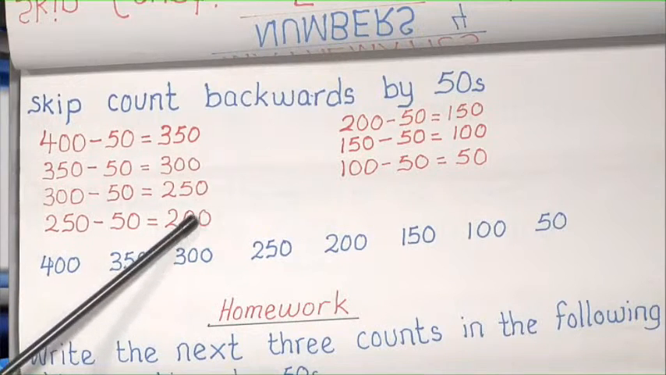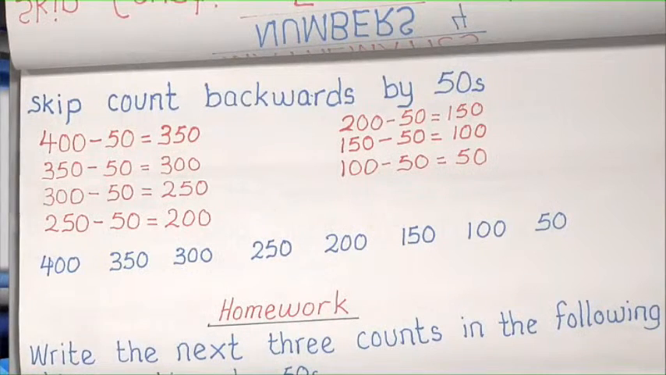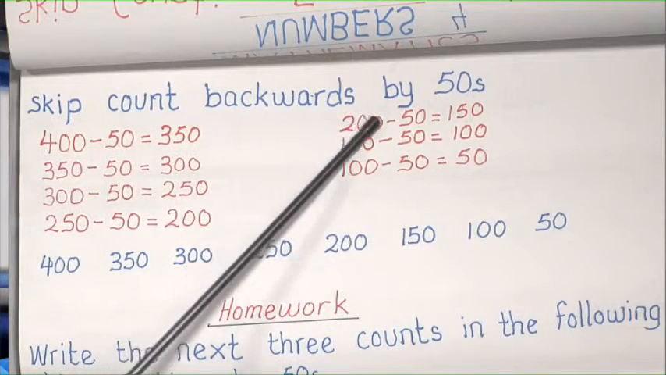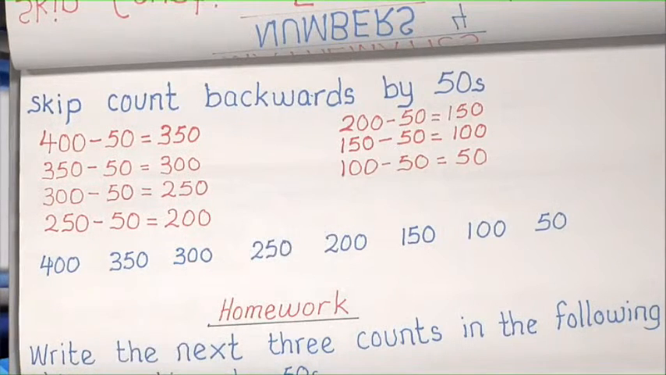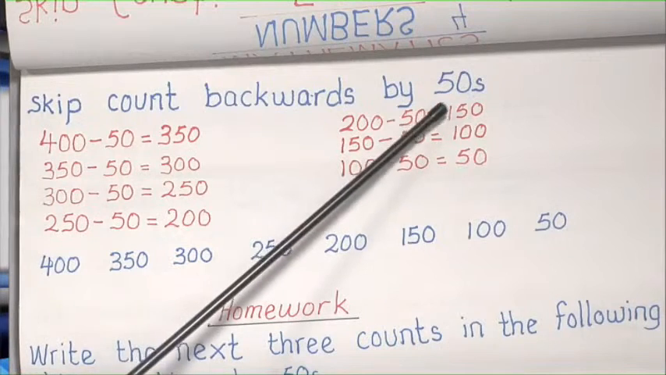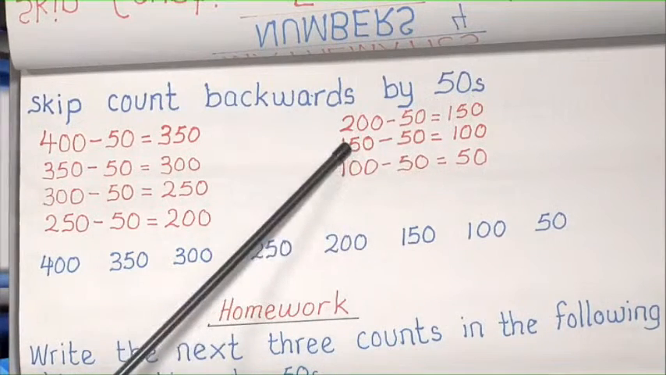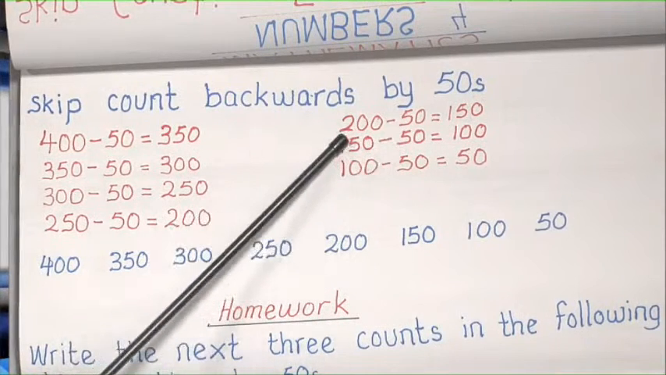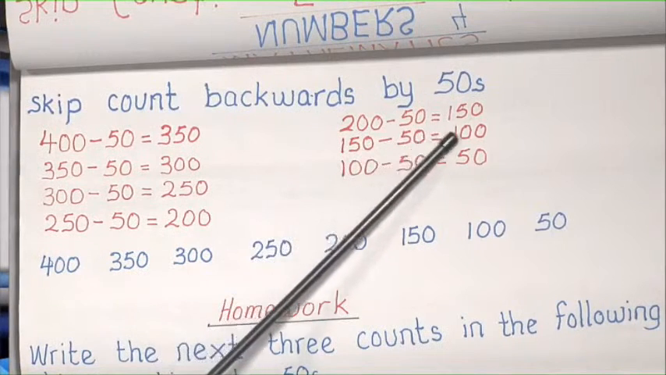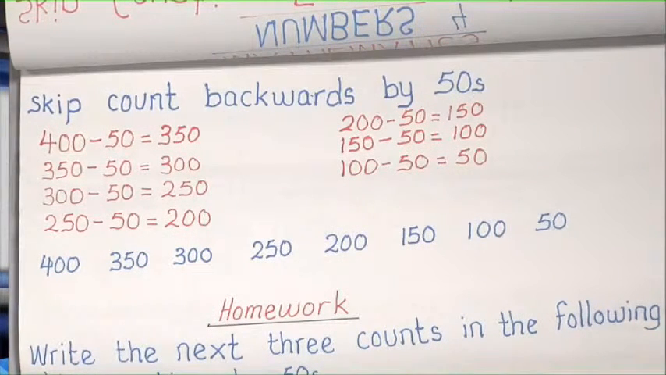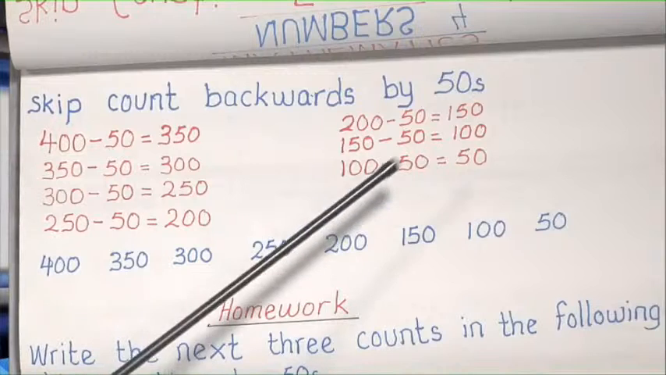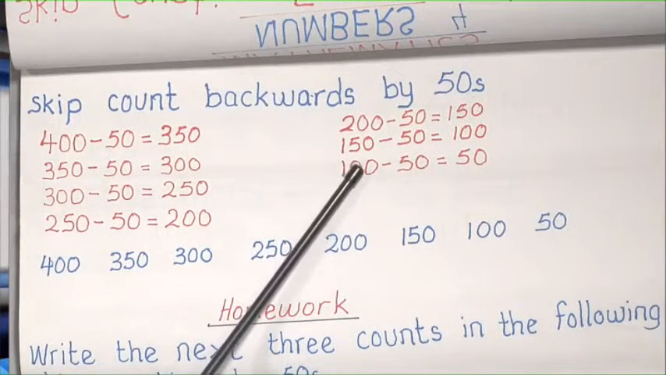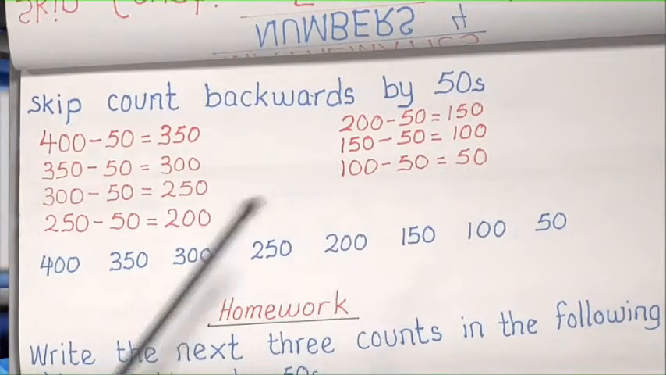This is the 200. Now 200, we want to subtract another 50 from the 200. You see that we will get 150. This 150, we want to subtract another 50 from the 150, and you see that we will get 100. And this 100 is there. We want to subtract another 50 from this 100. Then we get our 50.